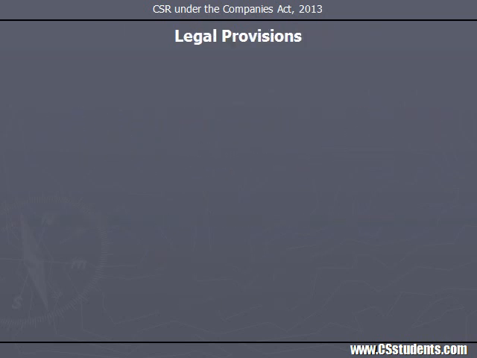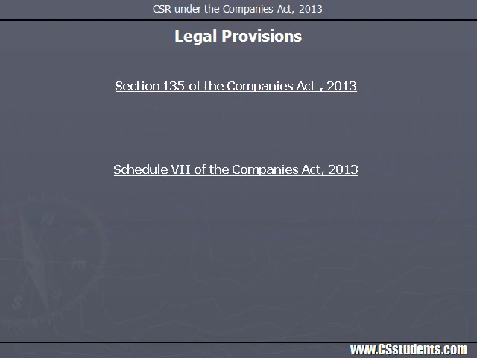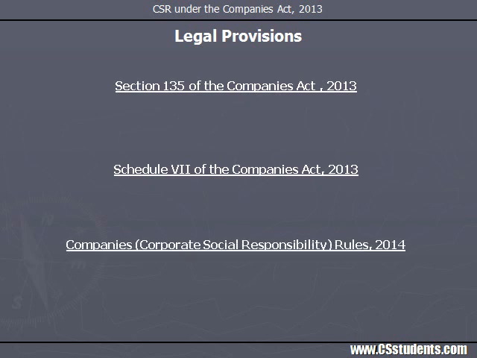Now we discuss the legal provisions. The first one is Section 135. Section 135 of the Companies Act 2013 is the main provision on corporate social responsibility. Section 135 puts the obligation on the companies to spend on CSR activity. Schedule 7 of the Companies Act 2013 provides the list of various CSR activities. The Companies (Corporate Social Responsibility) Rules, 2014. These rules provide further compliance for CSR activities.